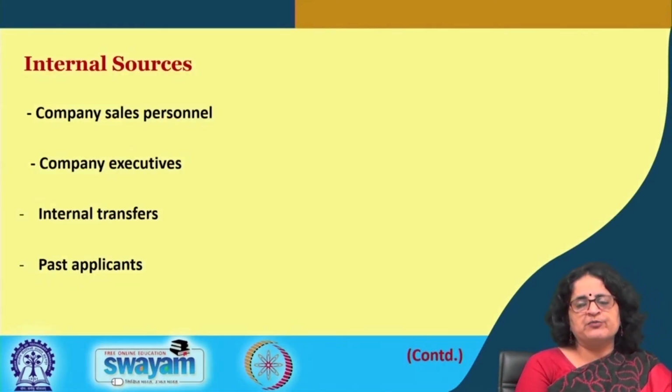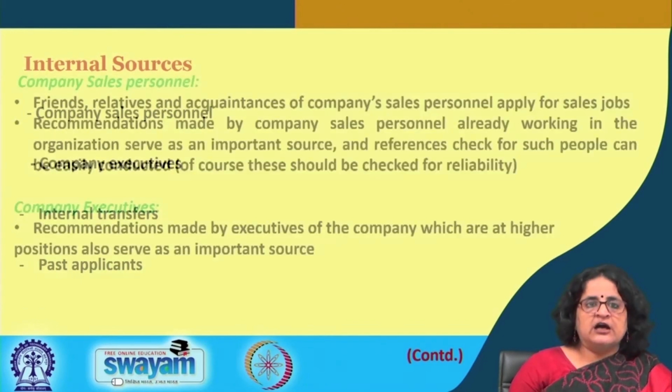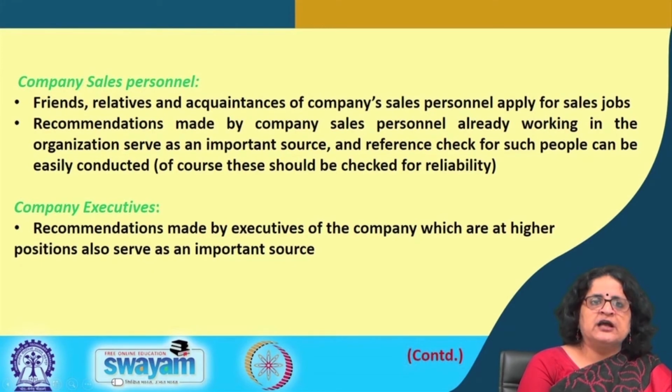So, let us talk a little bit more on the internal sources. Internal sources would include company salespersons, company executives, internal transfers, and past applicants. The first is company sales personnel. Now, friends, relatives and acquaintances of a company's sales personnel apply for sales jobs. Recommendations made by the company sales people already working in the organization can serve as an important source for these people, and reference check can be done. However, it is very important that the reference checks for such people should be checked for reliability.